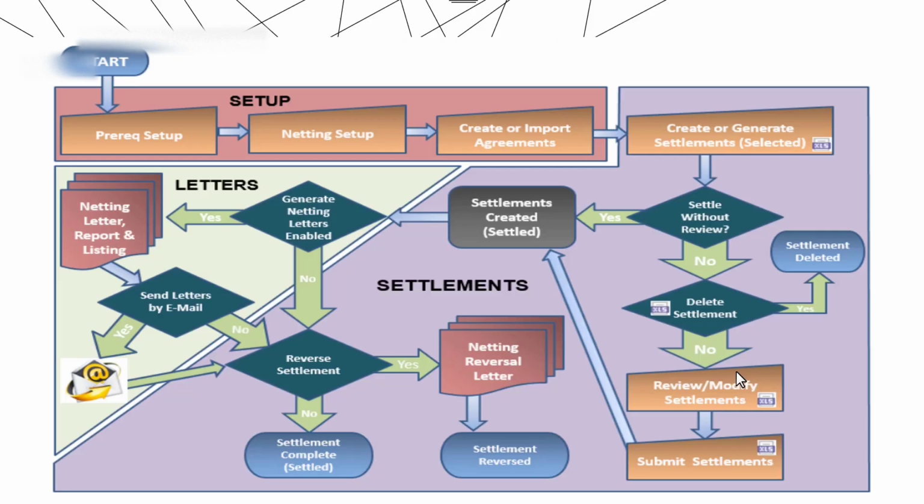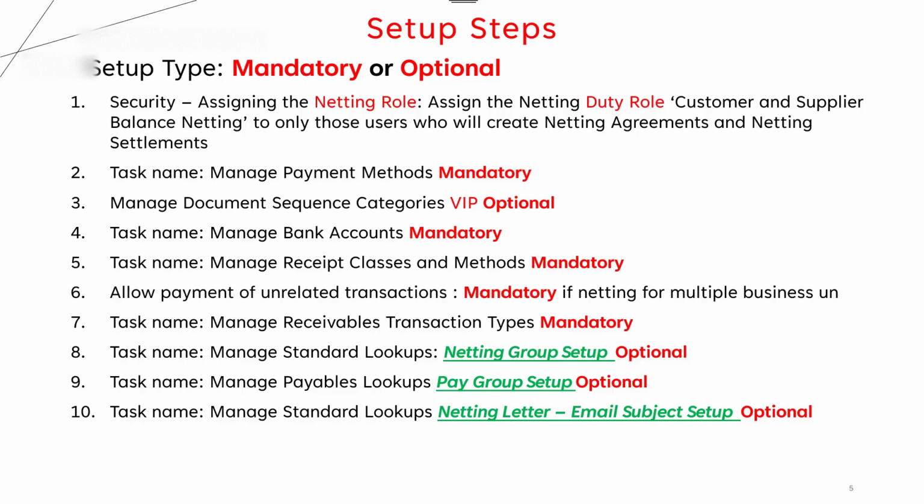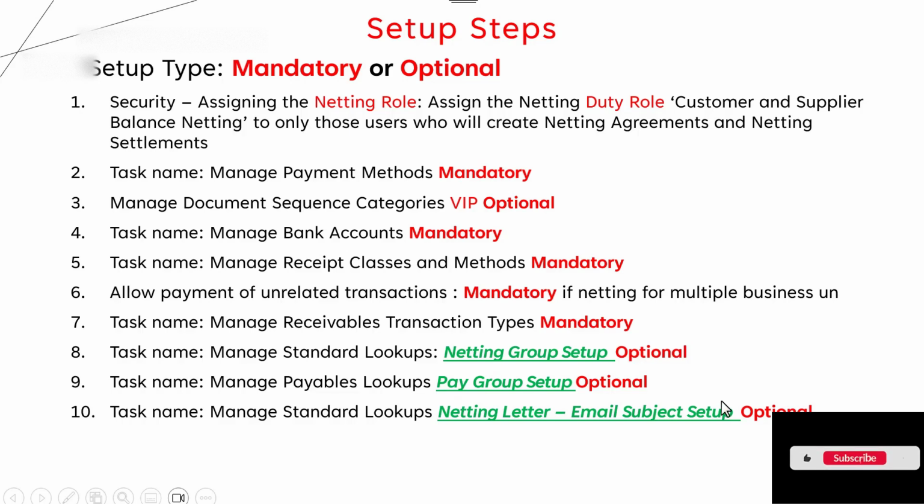Then, next slide. These are the setup steps: the netting rule, manage payment method, manage document sequence, bank account, receipt class methods, allow payment for unrelated transactions, only mandatory if there are multiple business units, manage receivable transactions, and 3 lookups as optional.